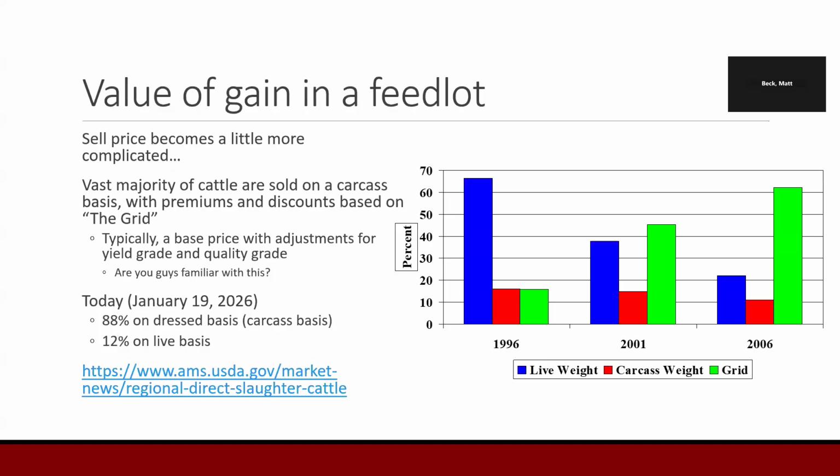All right. So the value of gain in a feedlot is a little more complicated than it is for stocker or growing cattle. Growing cattle, the price is pretty much just related to the weight of that animal. In a feedlot, most cattle are fed on a formula basis, most on a carcass basis, most are sold on the grid. Who knows what the grid is?